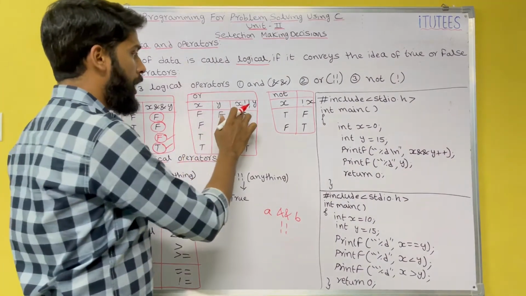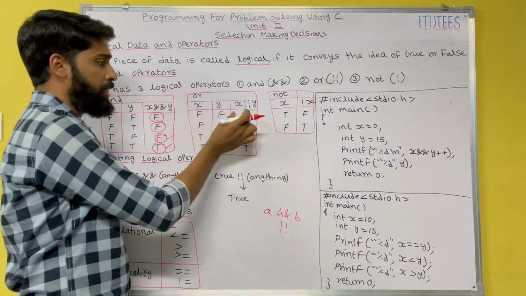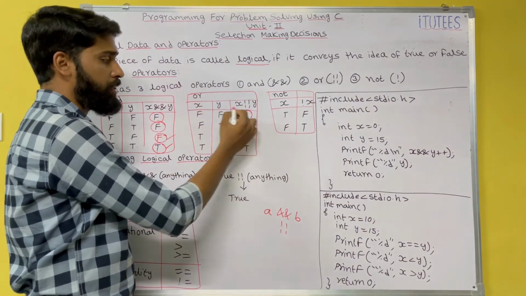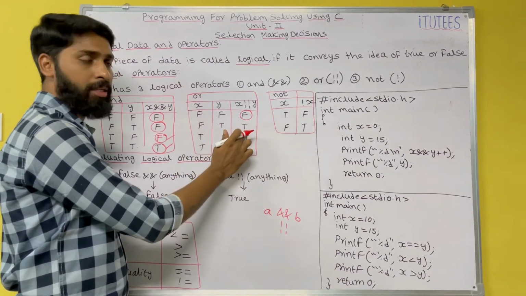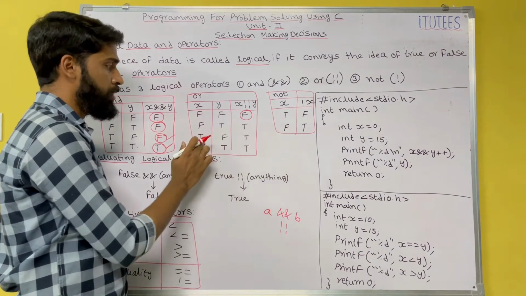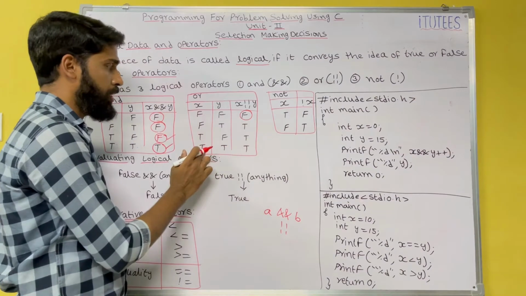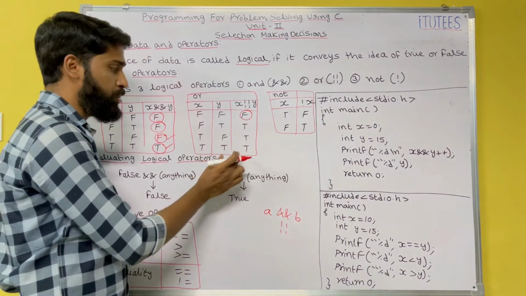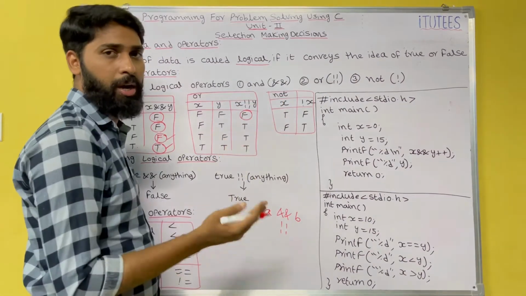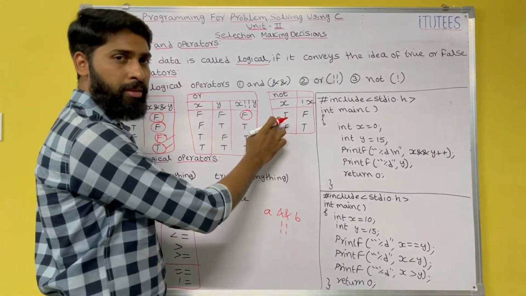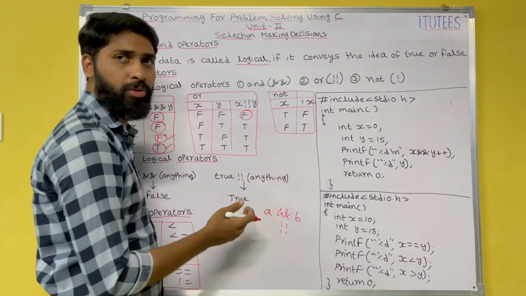Similarly for OR: if X is false and Y is false, then X or Y is false. If X is false and Y is true, then X or Y is true. If X is true and Y is false, then X or Y is true. If both X and Y are true, then X or Y is true. Not means complement. If X is true, then not X means false. If X is false, not X means true.